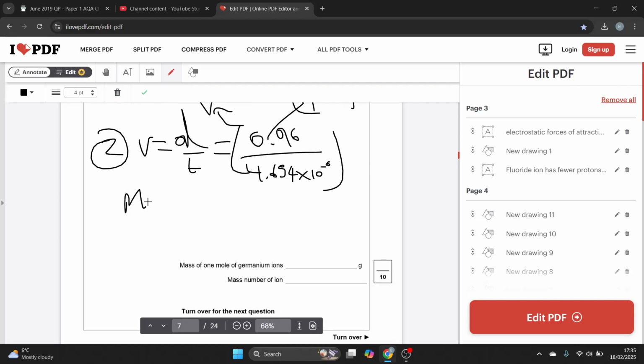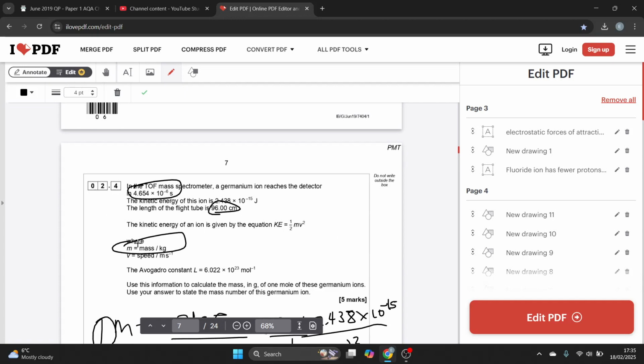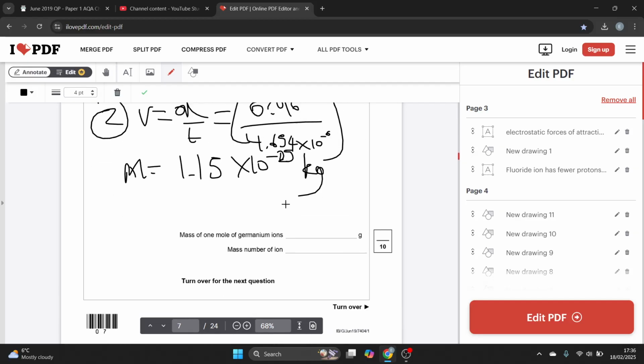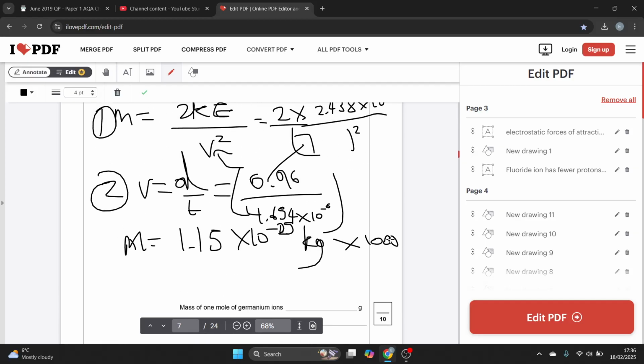Then I get the mass as 1.15 times 10 to the power minus 25 kg. How do I know it's in kg? Because it says it here, mass is in kg, and you should know that for the time-of-flight mass spectrometer. I want the mass in grams, so I need to times by 1,000. That just changes minus 25 to minus 22 grams, and then I times by L, which is Avogadro's constant. Why else would they give it to me in the question?